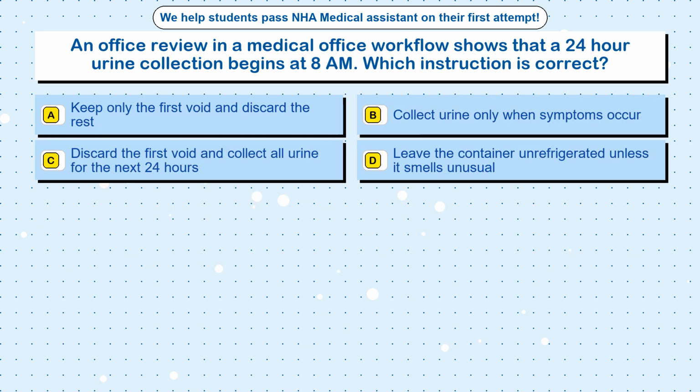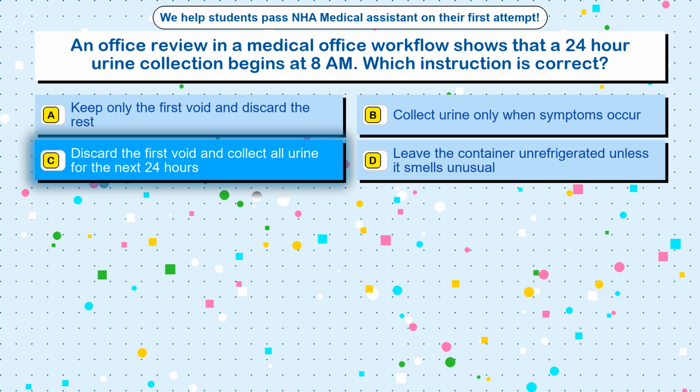Question 67. An office review in a medical office workflow shows that a 24-hour urine collection begins at 8 a.m. Which instruction is correct? Option A, keep only the first void and discard the rest. Option B, collect urine only when symptoms occur. Option C, discard the first void and collect all urine for the next 24 hours. Option D, leave the container unrefrigerated unless it smells unusual.